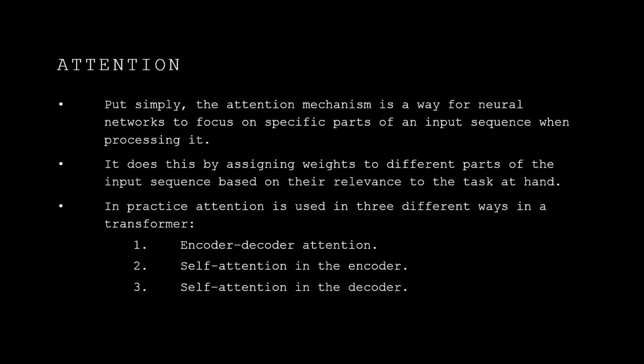Now, attention specifically. Put simply, the attention mechanism is a way for neural networks to focus on specific parts of an input sequence when processing it. It does this by assigning weights to different parts of the input sequence based on their relevance to the task in hand. In practice, attention is used in three different ways in a transformer. We have encoder-decoder attention, self-attention in the encoder, and self-attention in the decoder. And I'll come on to explain this in a moment.